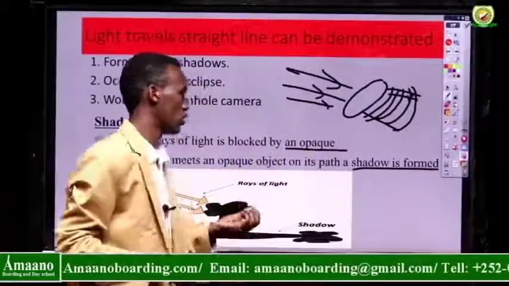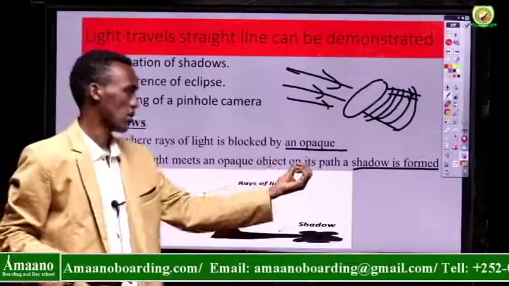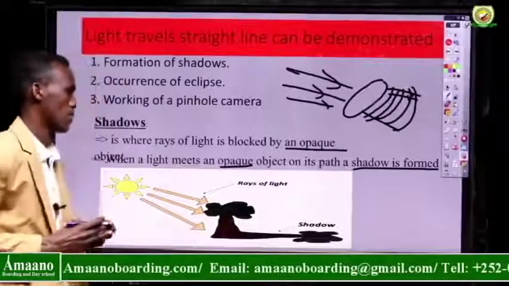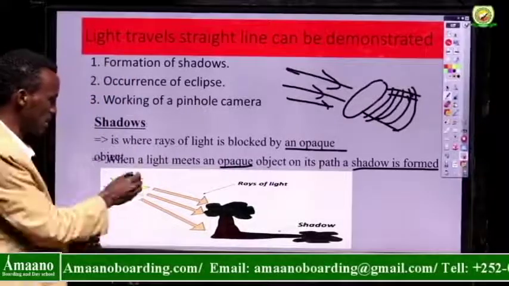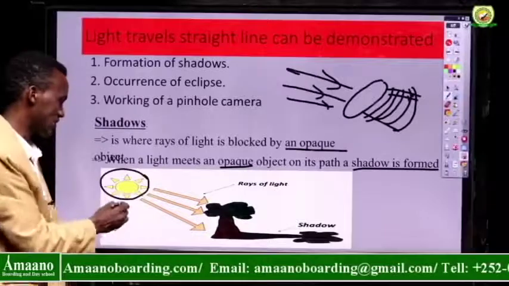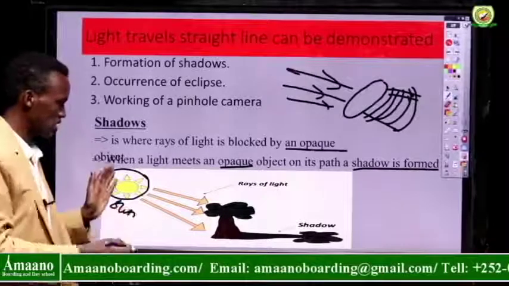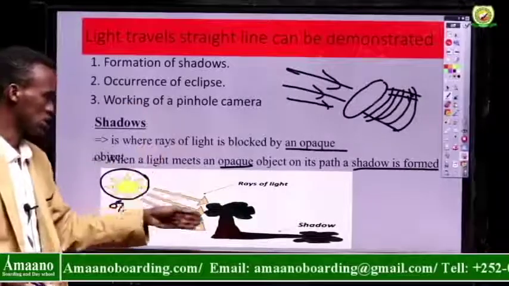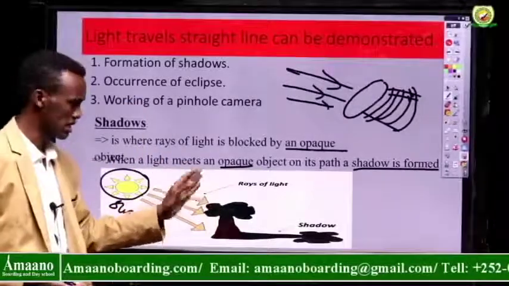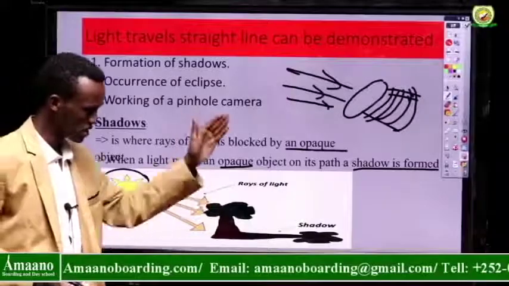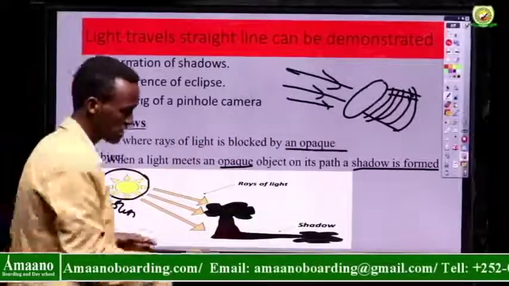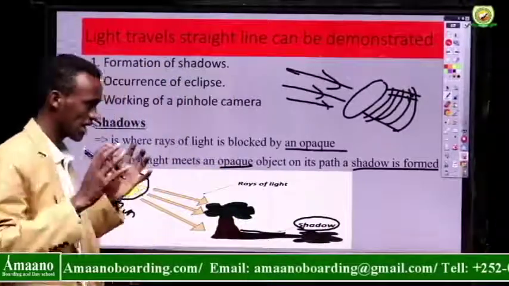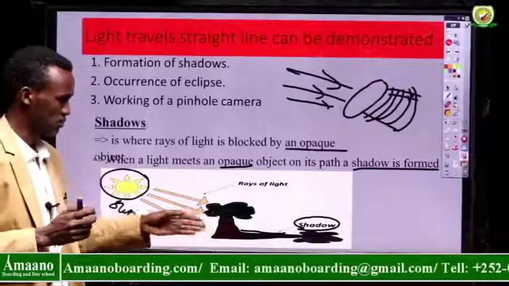A shadow forms when rays of light are blocked by an opaque body or opaque object. For example, this is the sun. The rays from the sun are blocked by this tree. So the shadow of this tree forms behind it. This is the shadow of the tree. The shadow forms where the rays of light are blocked by this tree.